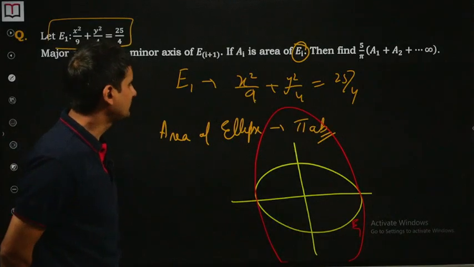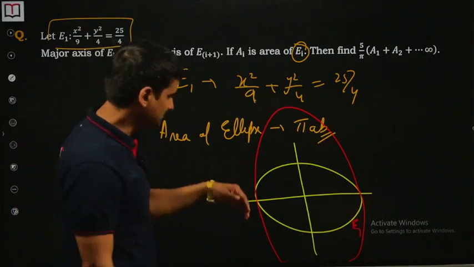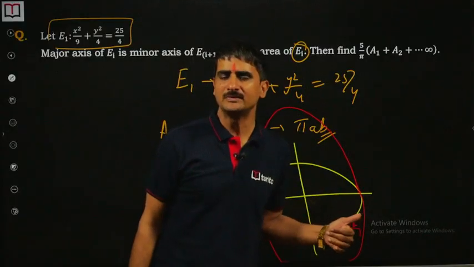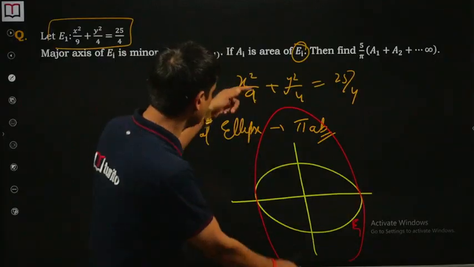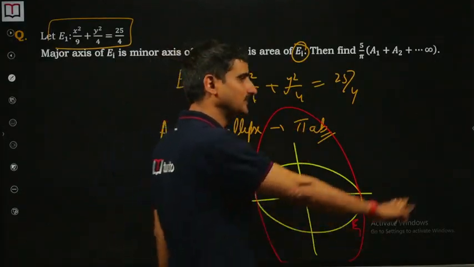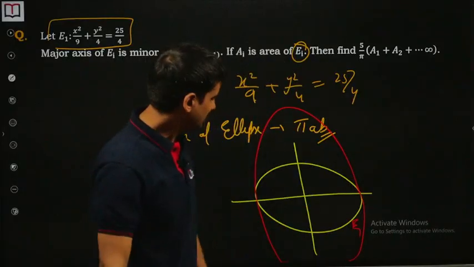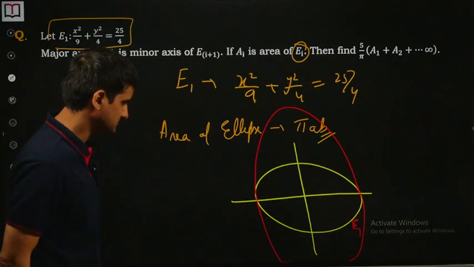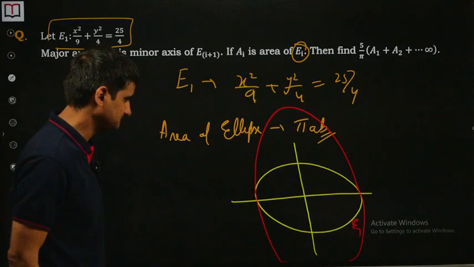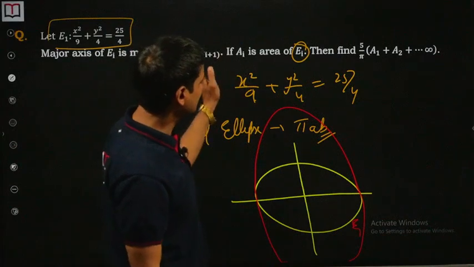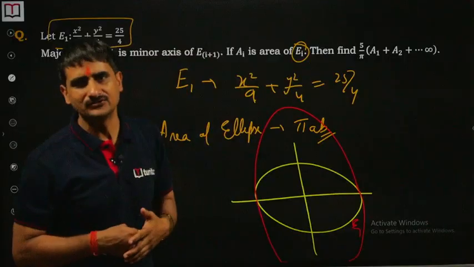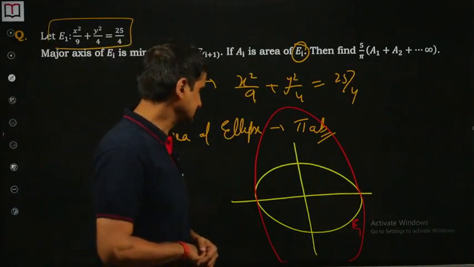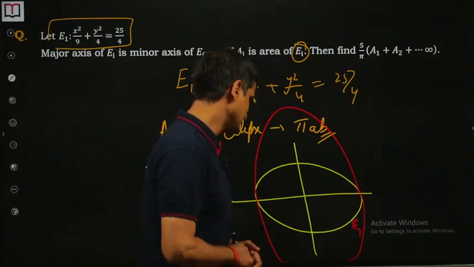No, that's not possible, isn't that? Because in that case, the area of E2 will be more than the area of E1, and then E3's area will be more too, because its major axis will be the minor axis of the other one. Okay, now that's not possible, bachcho. I don't think that's possible. No, there's some mistake here, because see, the area should go on reducing. It should be a reducing area. Okay, it must be a reducing area.